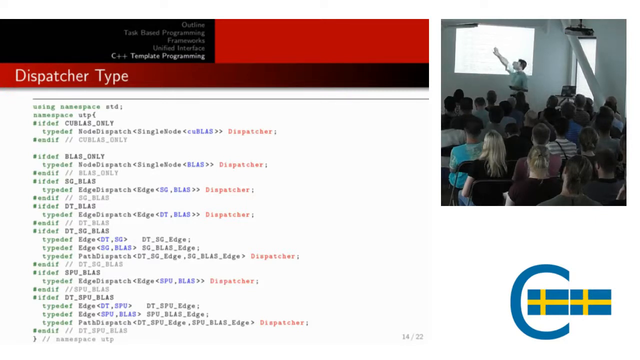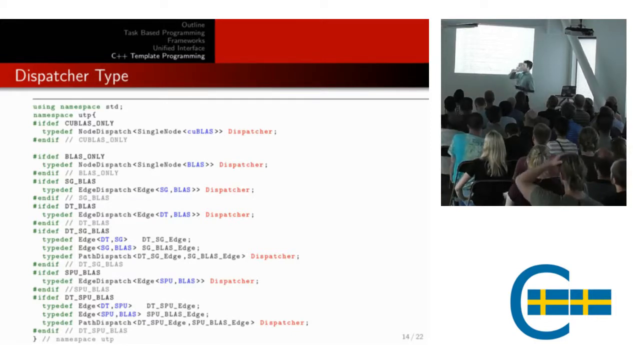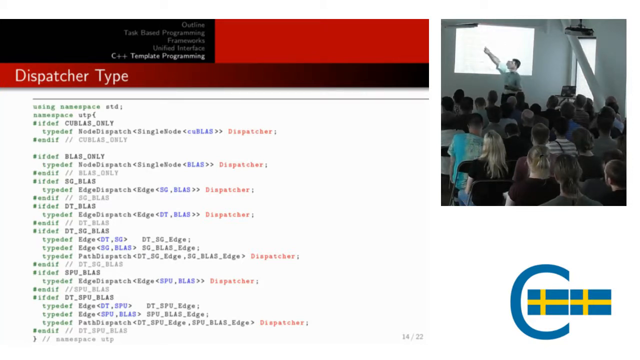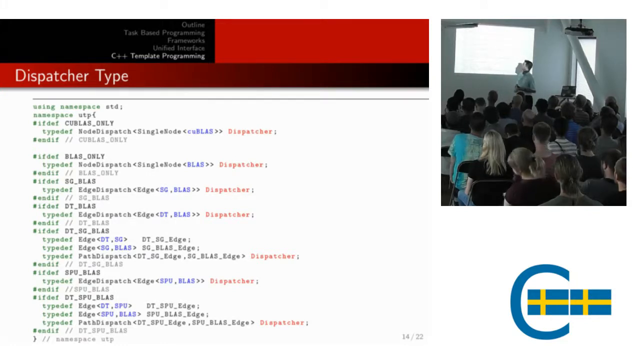For the other cases, if we want to implement the task flow graph, we need to have an edge. With an edge, we connect two different frameworks together. For example, SuperGlue and BLAS construct an edge, and then the dispatcher is an edge dispatch type that I will show you, and so on for the distributed and single CPU frameworks.